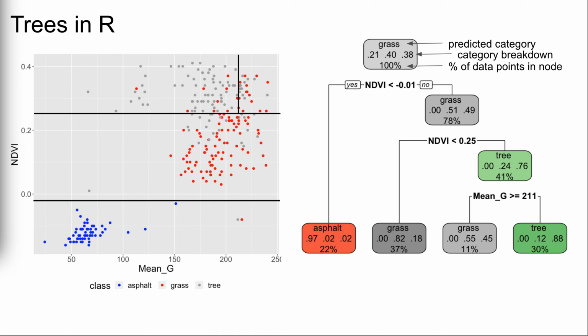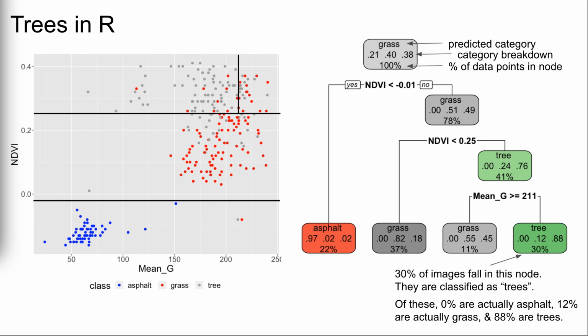Similarly, let's interpret the rightmost leaf node. 30% of images fall in this node, and any image that falls in this node is classified as a tree. Among these, 0% are actually asphalt, 12% are actually grass, thus are misclassified in this node, and 88% are trees, thus are correctly classified in this node.